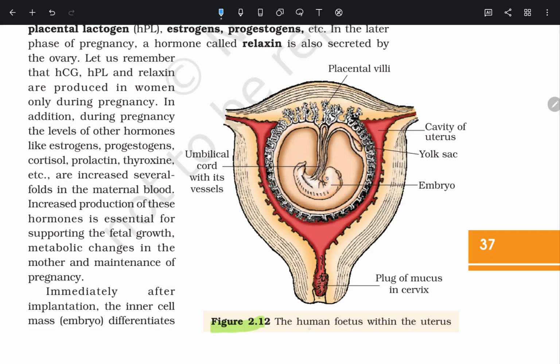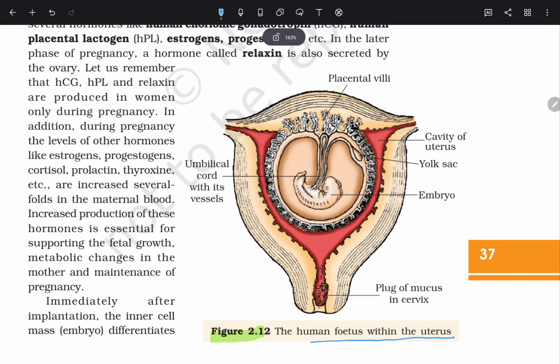This figure shows the human fetus within the uterus. Cavity of uterus, placental villi, embryo, yolk sac, umbilical cord within the vessel.